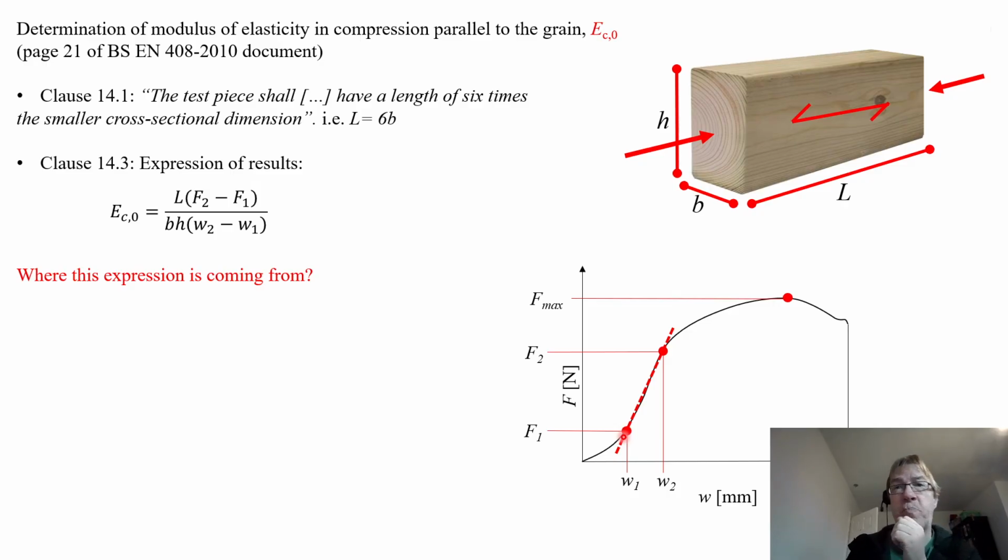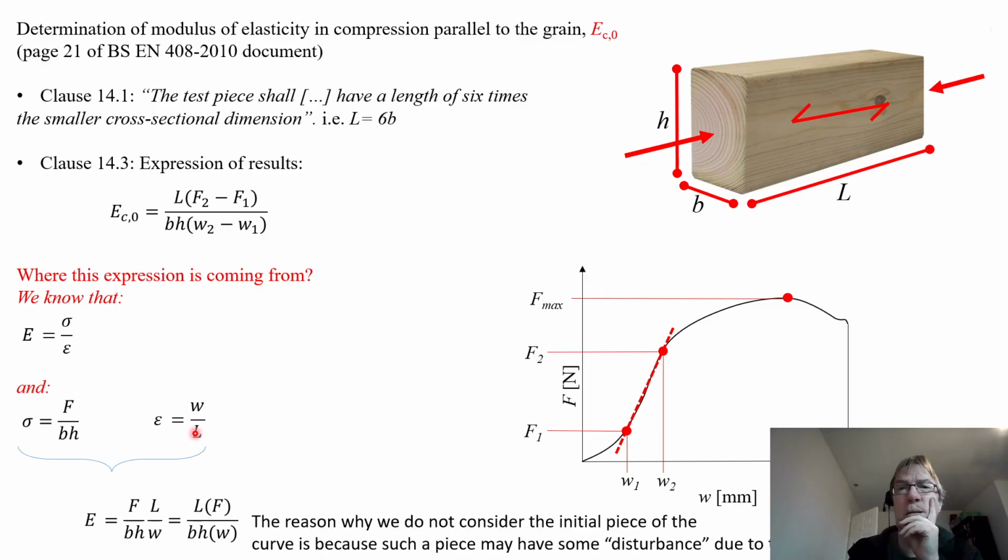Where this expression actually comes from. Now again, we've got the behaviour of E. E, modulus of elasticity, is stress over strain. And stress is just force over area. And then strain is delta over L, delta over the original length. So when you write all that down, this is exactly where this expression comes from.